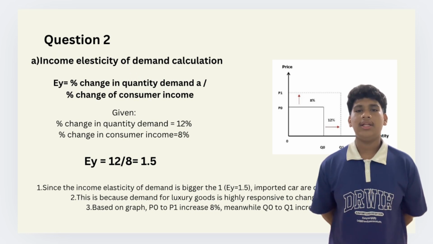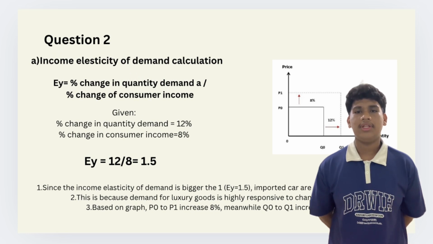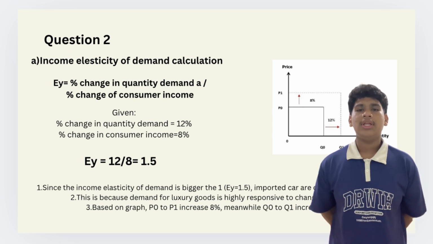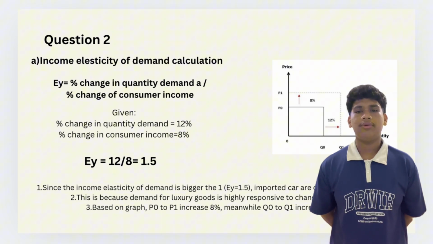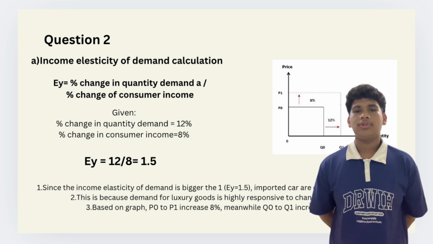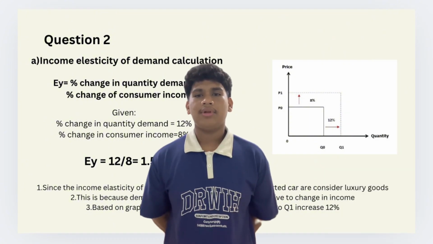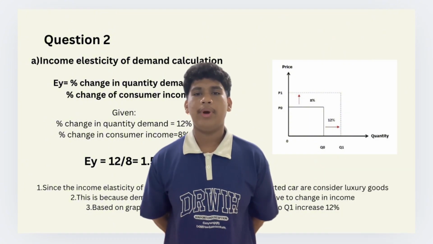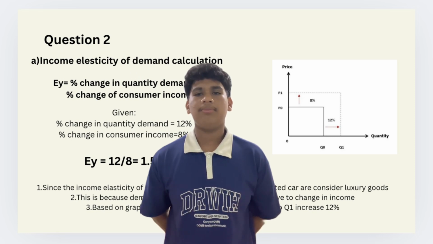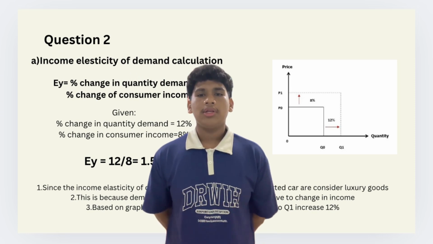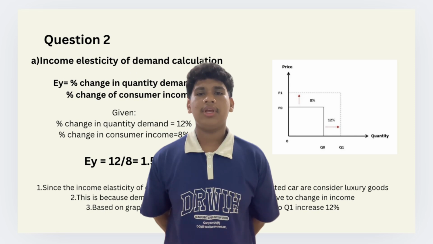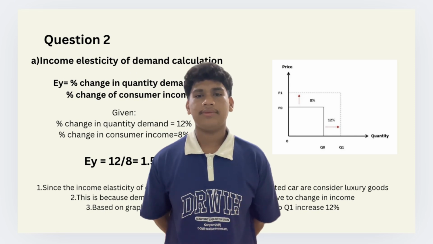So, the answer is 1.5. Since the income elasticity of demand is bigger than 1, imported cars are considered luxury goods. This is because demand for luxury goods is highly responsive to change in income. Based on the graph, P0 moved to P1 because it increased 8%. Meanwhile, Q0 moved to Q1 because it increased 12%.